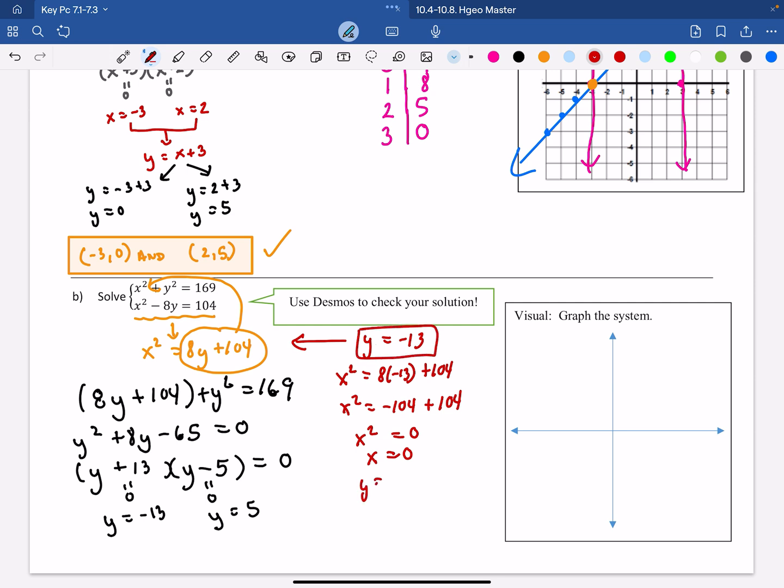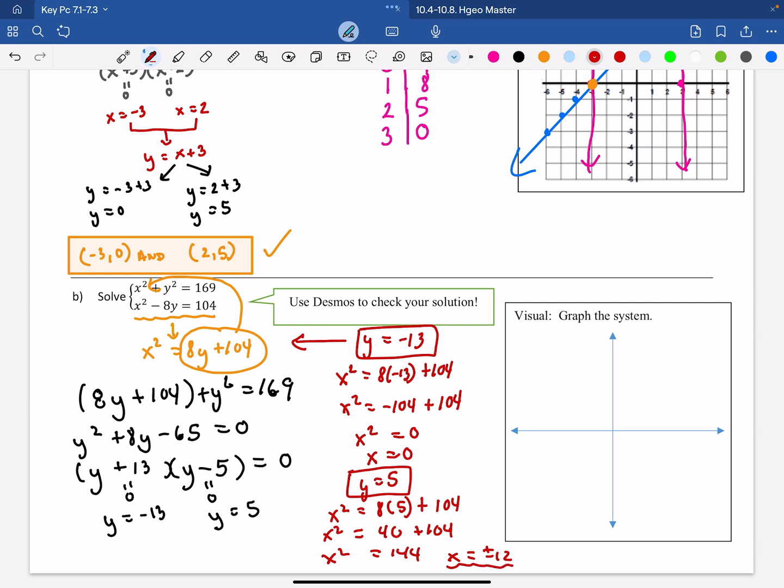So when y is equal to 5, let's do the same thing. Plug it into the same equation. X squared is equal to 8 times 5 plus 104. X squared is equal to 8 times 5 is 40 plus 104. X squared is equal to 144. And then you have x is equal to, now when you take the square root, you do have a plus or minus number, by the way. All right, so don't forget about that. It is a plus or minus.